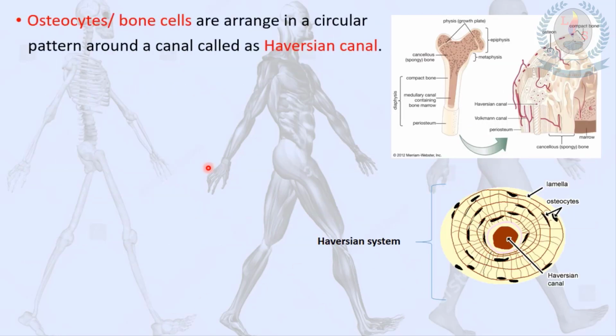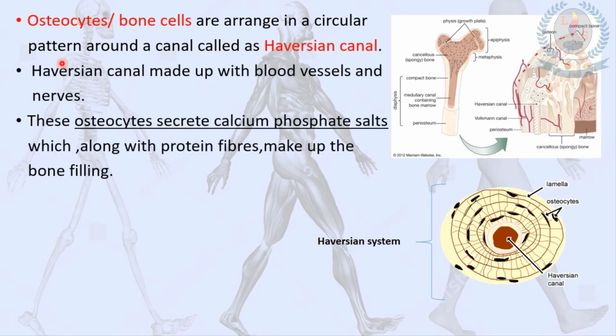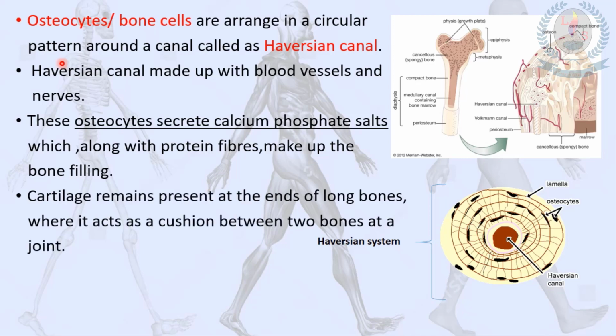Okay, is that clear? Yes. Now we are going to find out the structure of the Haversian system, that means the building unit of the compact bone, the outside part. Osteocytes or bone cells are arranged in a circular pattern around the canal called the Haversian canal.